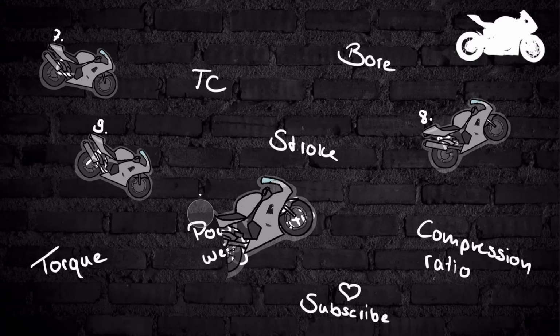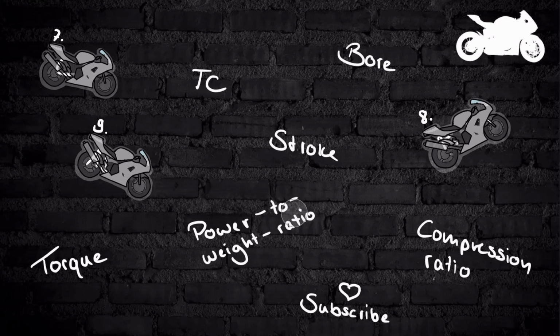But what's the power to weight ratio? It compares the engine's power to the motorcycle's weight. A higher ratio means better acceleration and performance. In some countries, some motorcycle driving licenses have power to weight ratio limitations.